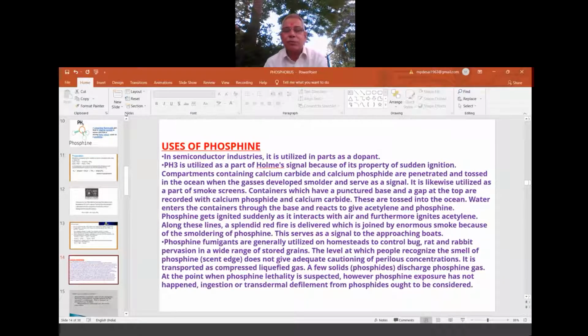So this is one main use. The second main use is whenever we go in a ship for a long journey. Nowadays we use highly sophisticated instruments, but the good old method is still there: throwing calcium phosphide or calcium carbide containers in the sea. When they are opened and thrown in the sea, they give a lot of dense, thick smoke with a reddish tinge, which is the indication that a particular boat is nearby.